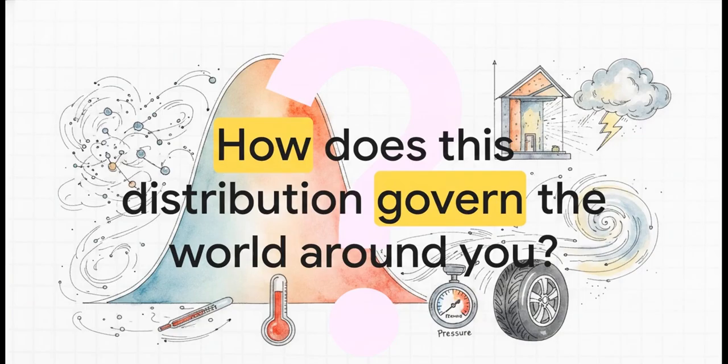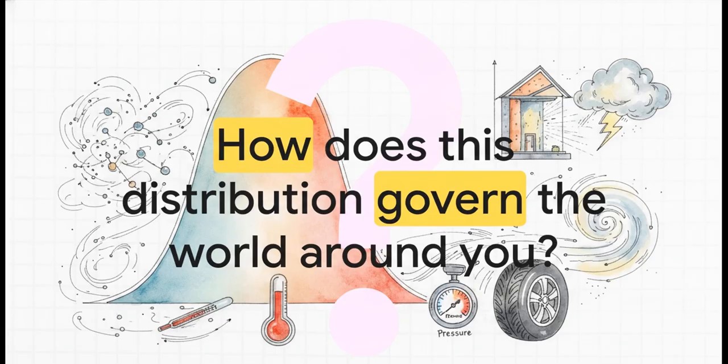So we've managed to translate invisible, completely chaotic collisions into a beautifully structured curve. We've found its peak, and we've watched it shift with heat and mass. But I want to leave you with a thought as we wrap up this explainer. You never actually see these molecules, but this chaotic, microscopic speed distribution, this exact mathematical curve, governs literally everything.